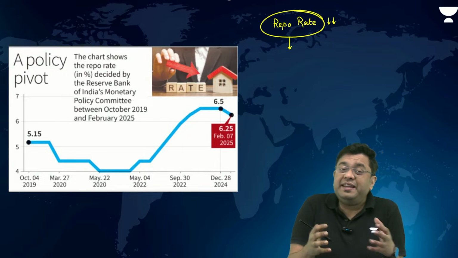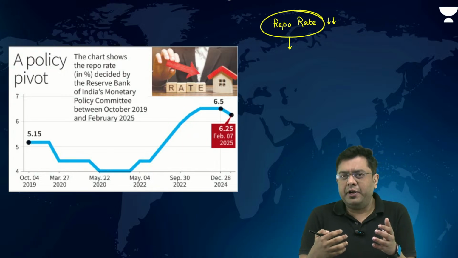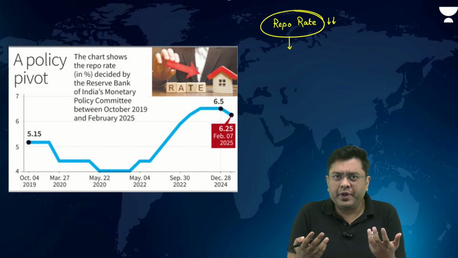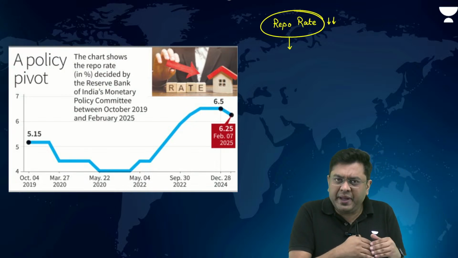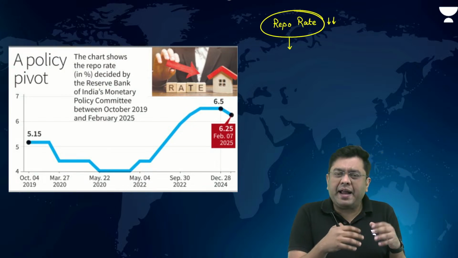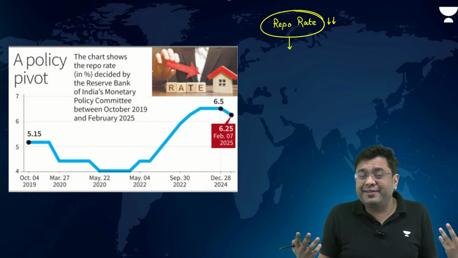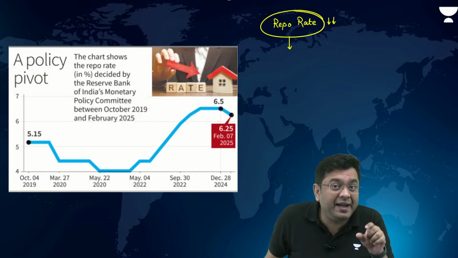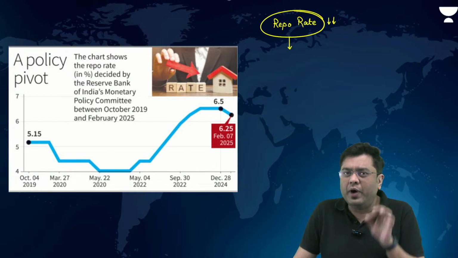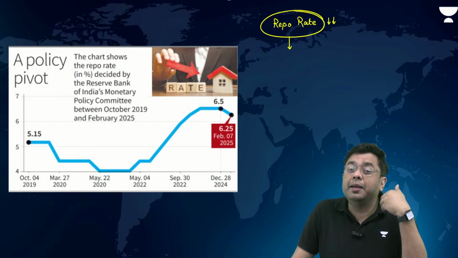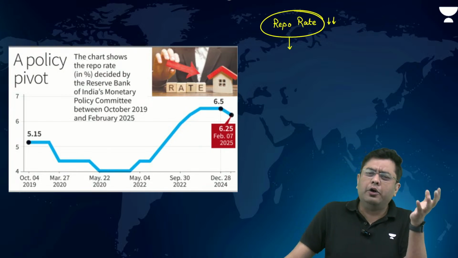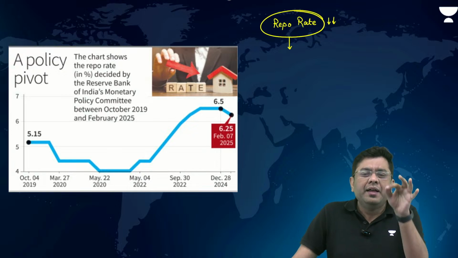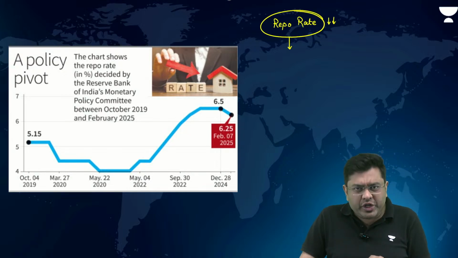Now, banks, when they have more money available to them, what will the banks do? They will lend, isn't it? So, people like you and me, we will take more money from banks. Why will we take more money from banks? Because if RBI is giving money to the banks at a lower rate, that means when the banks will give you the money in the form of borrowings, in the form of loans for houses, for cars, everything, that interest rate will get cheaper.